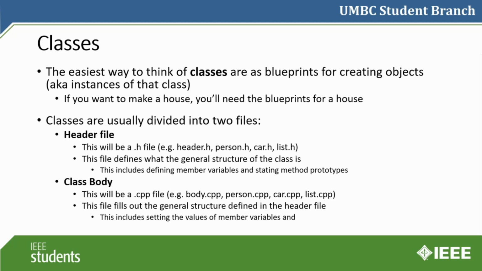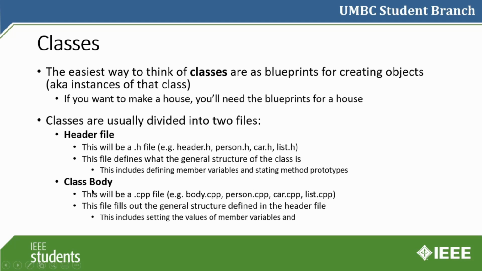Classes are generally distributed between two files. First is the header file. This will always be a .h file. These are some examples of potential header files you could have, with this being just a really general thing. This being a header file for a person class, header file for a car class, and header file for a list class. This file defines the general structure of the class.